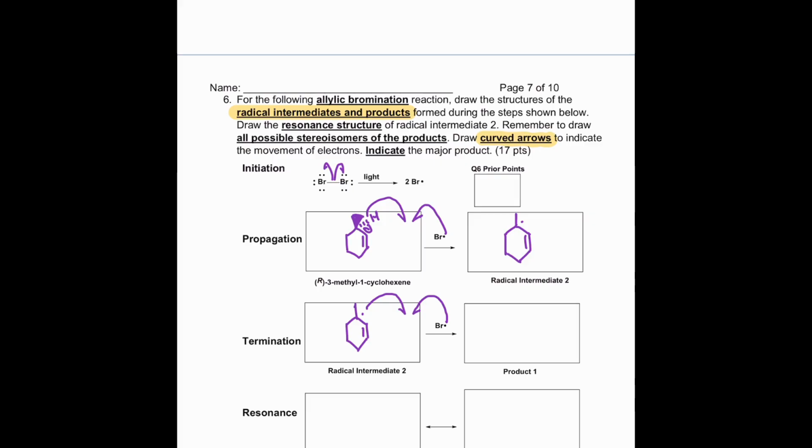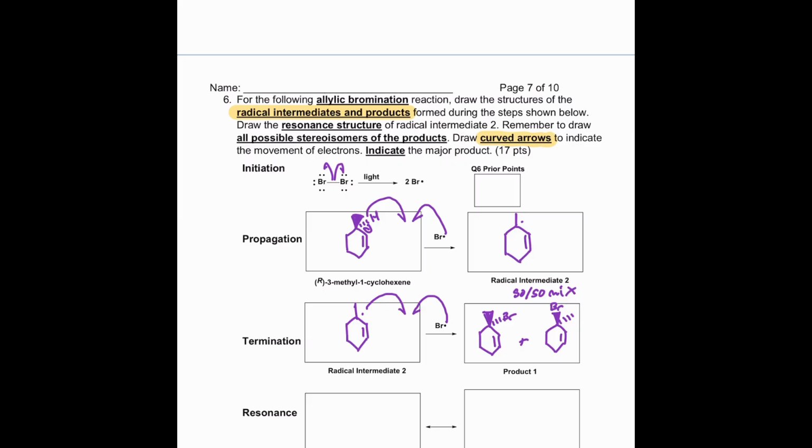But remember, this bond can be either front or back. So this is going to give us our product 1, which is going to either have the bromine being front or, let me just be consistent with which one is going to be here, bromine being in the back. And our bromine in the back or bromine in the front. And remember that this is a 50-50 mix. So that is going to be our product 1.